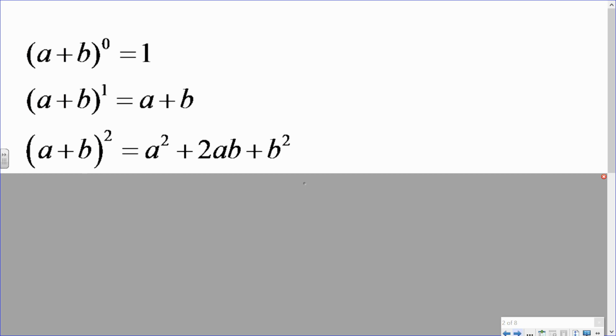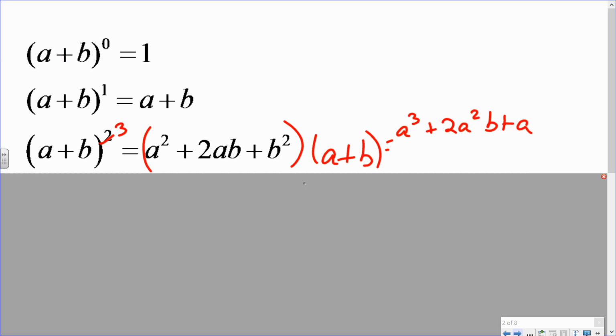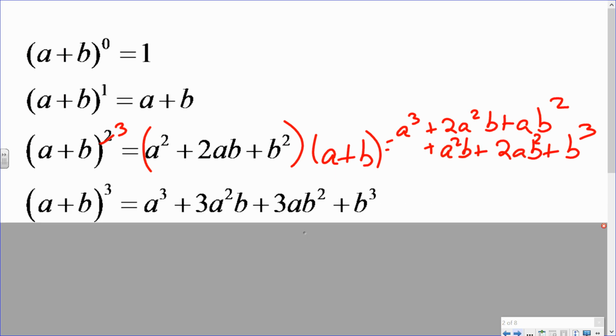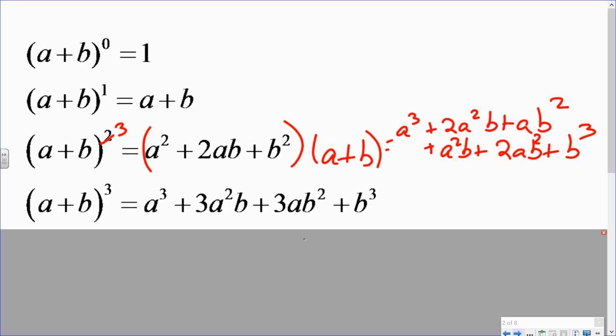Okay, then if we wanted to get a plus b cubed, we know we could take what we had from a plus b squared and multiply that by another a plus b. So let's distribute the a, and we have a cubed plus 2a squared b plus a b squared. And then let's distribute the b, and we get plus another a squared b plus 2ab squared plus b cubed. And then if I combine my like terms, I'm going to have a cubed plus 3a squared b plus 3ab squared plus b cubed. So are we good with that?